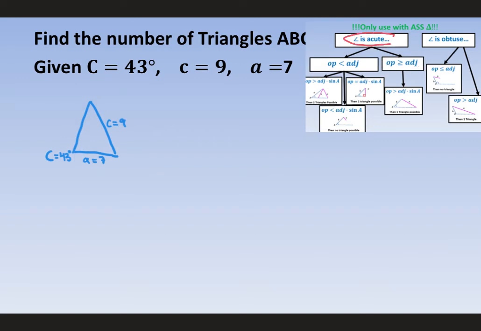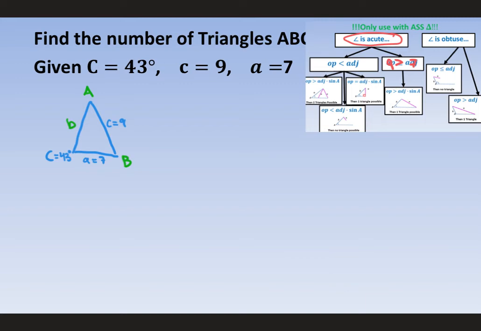So we're acute, our opposite side was 9, and our adjacent side was 7, and 9 is greater than 7, so that means there's only one triangle this time. So we can solve for that one triangle. We need to find big A, big B, and little b. It's going to be fairly similar to the other one where there were two triangles. We just don't have to split into the two possible solutions path.